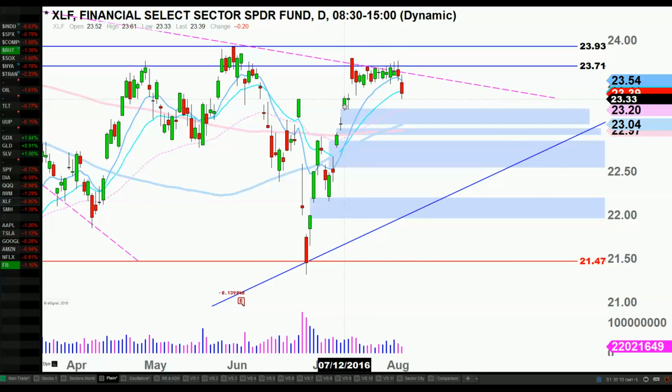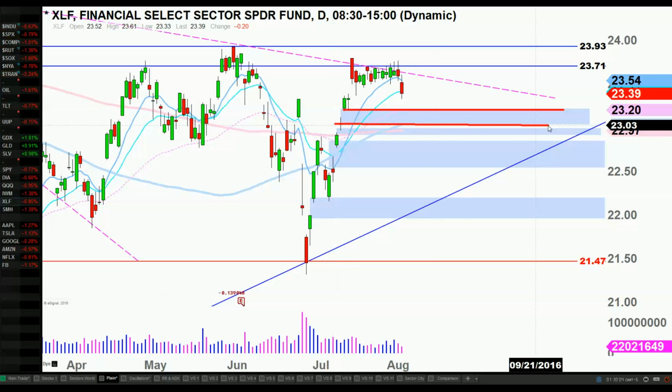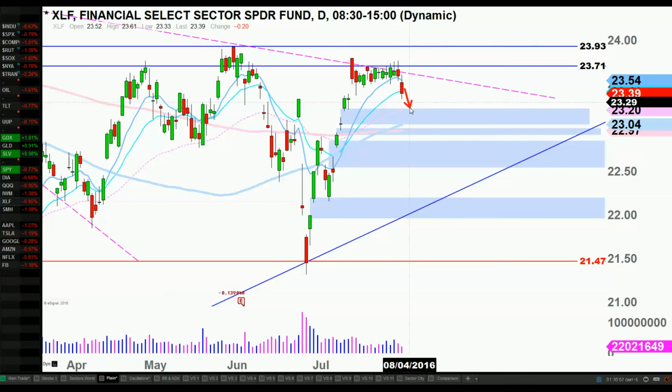When the gap gets filled, it can act as instant support. Sometimes this gap area can act as support. So let's say this thing comes down, continues lower the next day, and then hits that 50 MA. If we bounce back up here, then this could act as support.